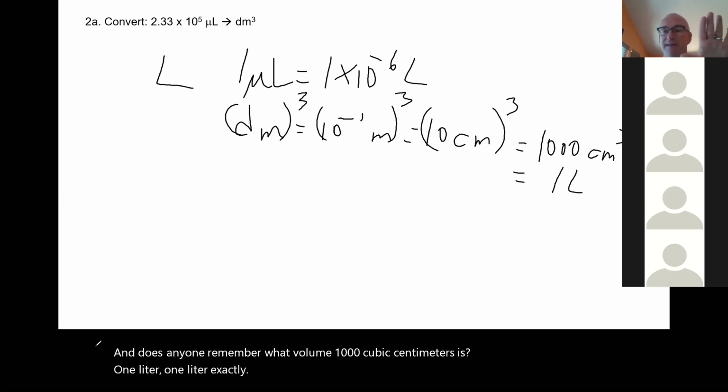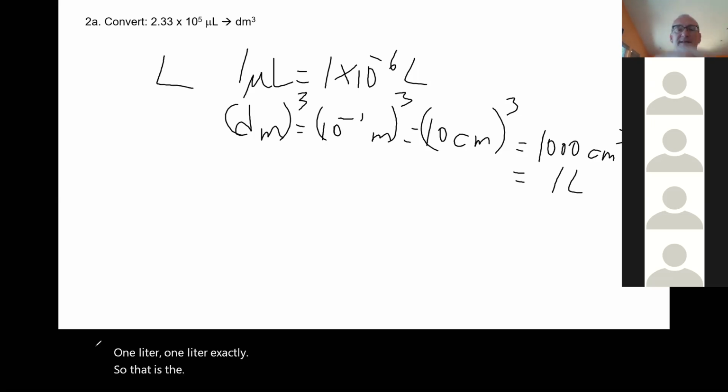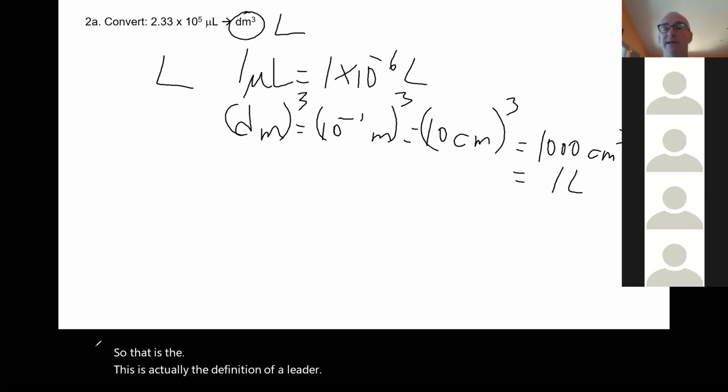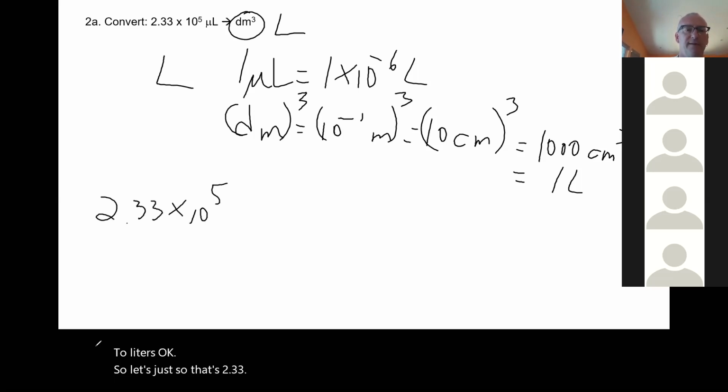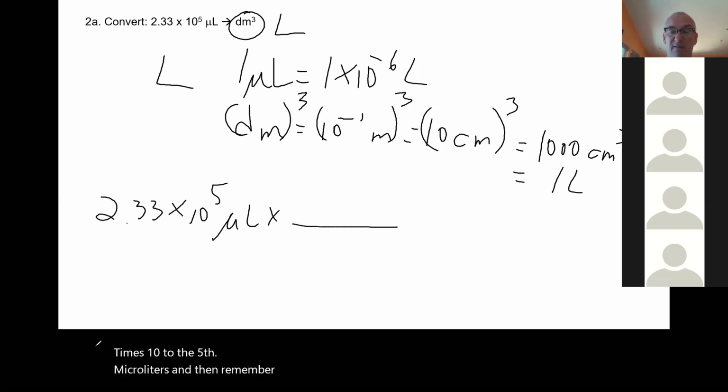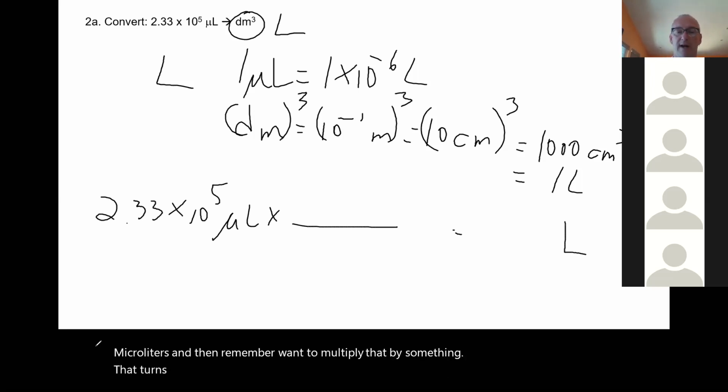So this is actually the definition of a liter. Basically all we're doing here is converting microliters to liters, okay? So that's 2.33 times 10 to the 5th microliters. Remember, we want to multiply that by something that turns it into liters. So we're going to have liters on the top, and microliters on the bottom.